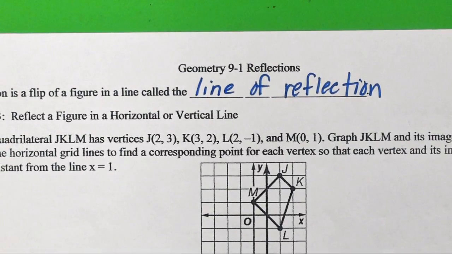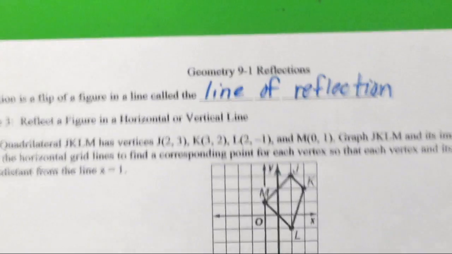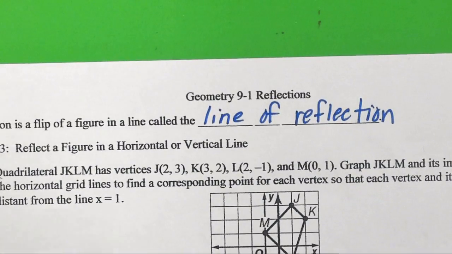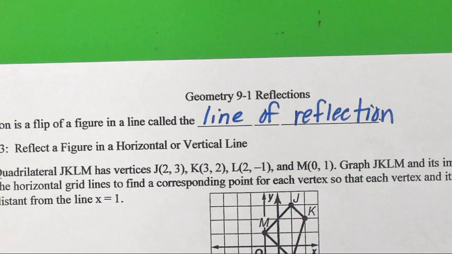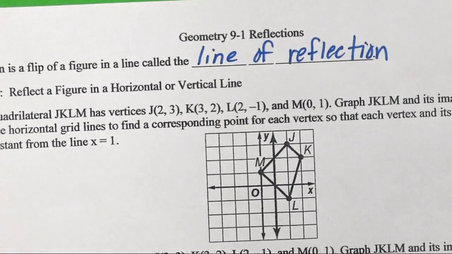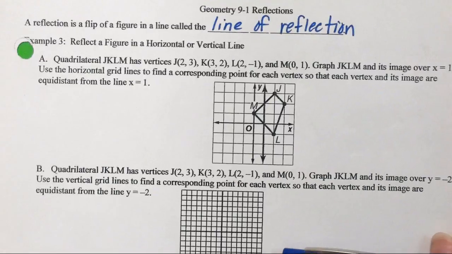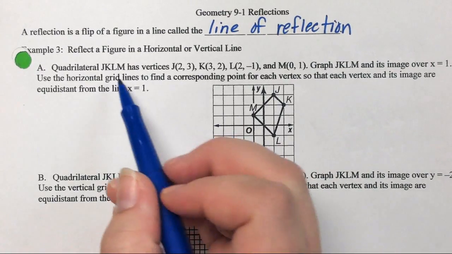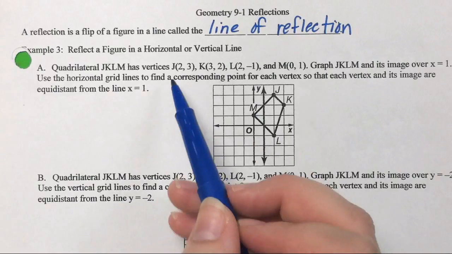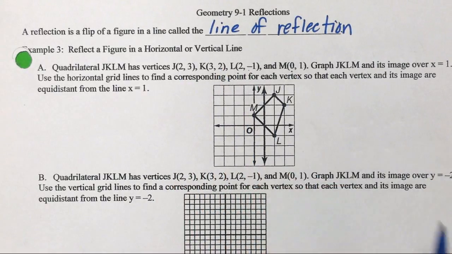So the first thing we're going to figure out is that line of reflection. Okay, so our examples use a lot of words, but I swear they're really easy. The first example tells you about quadrilateral JKLM, and it tells you all its vertices, but how very nice of them. They've already plotted it for us.